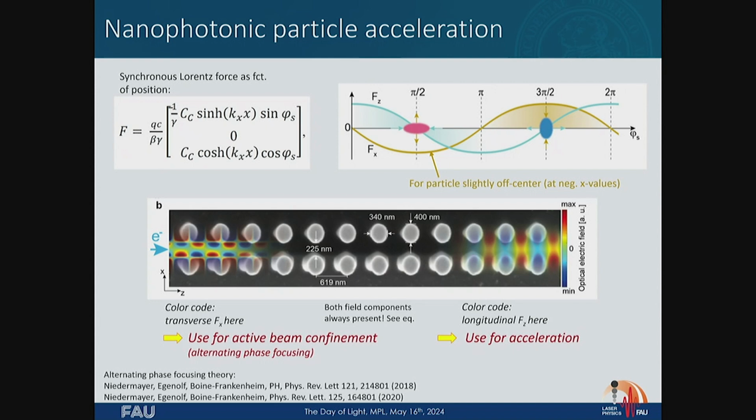This force, these transverse forces, we use for beam confining. And now there's one important figure here, and you can just solve Maxwell's equations yourself. You get this sine and cosine here, which tells you that the maxima of these two fields are 90 degrees out of phase, which leads you to this situation.